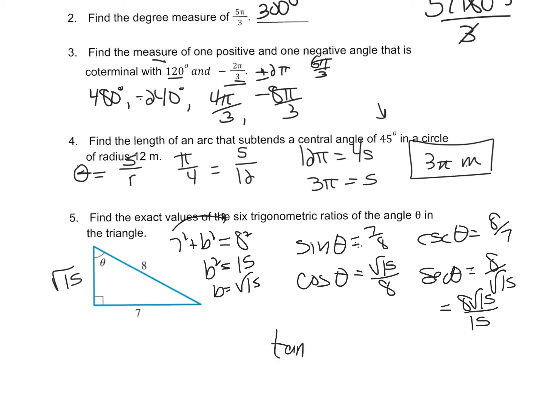Tangent, 2 ways you can do tangent. One is you can look at the triangle, and you can do opposite over adjacent, which would be 7 over square root of 15. You can also look at your first 2 answers. Tangent's always sine over cosine. The 8's would cancel, and it'd give you the same thing.